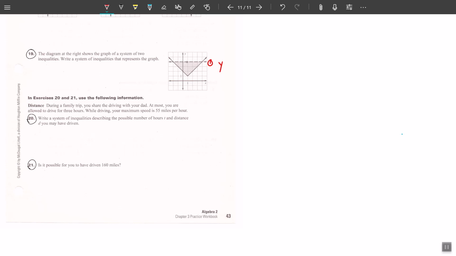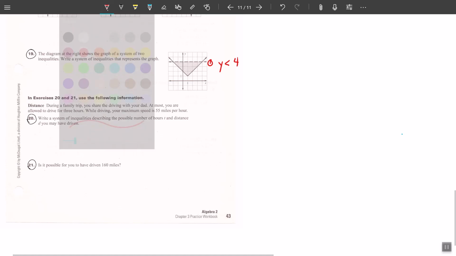It is dotted, so we're not going to have an equal sign. And if you look, you can see that the shading is underneath it. So we know that y is going to be less than, and whatever this is, 1, 2, 3, 4, y is less than 4. All right, so that one is a little more straightforward than the absolute value.